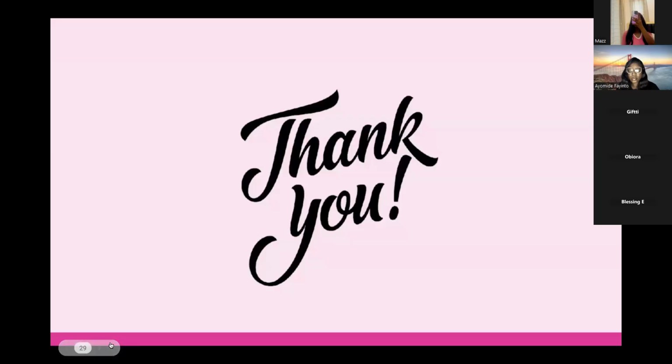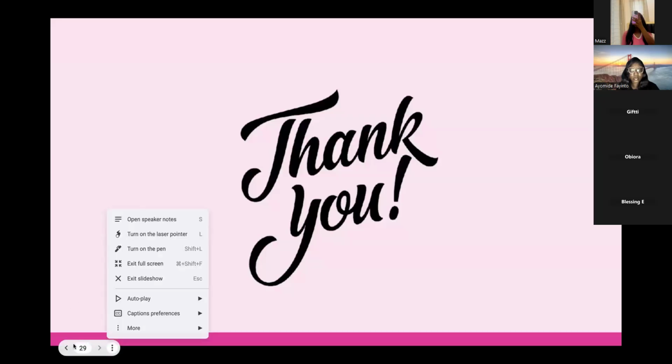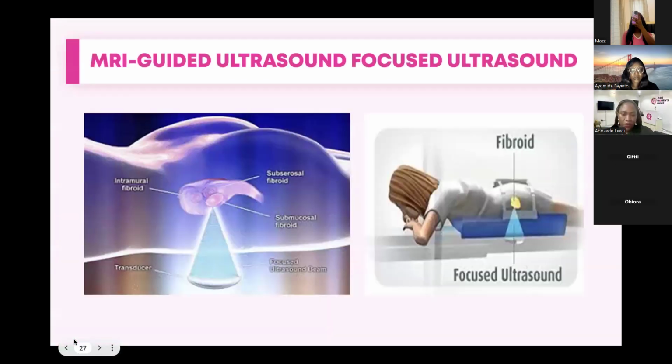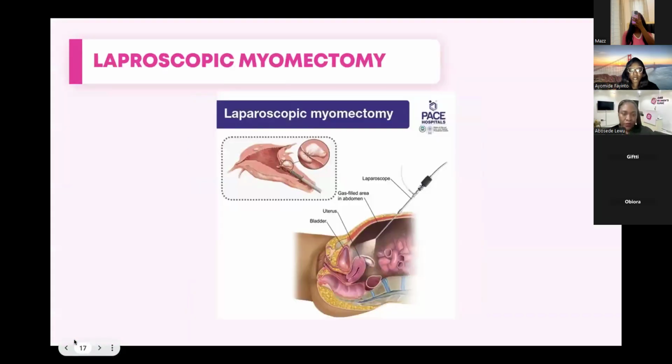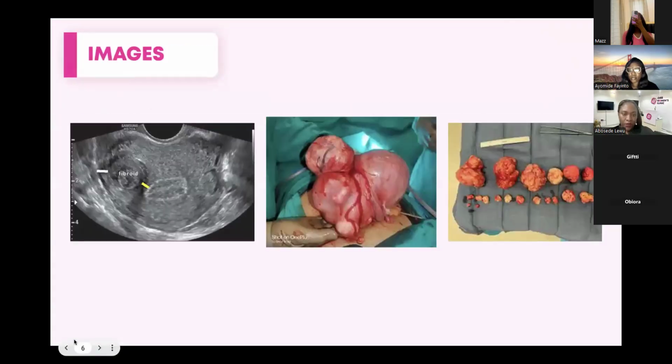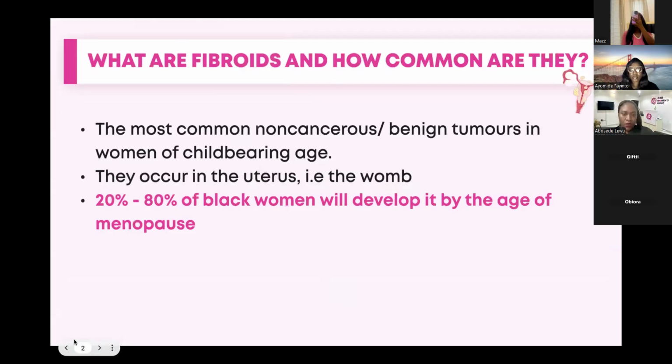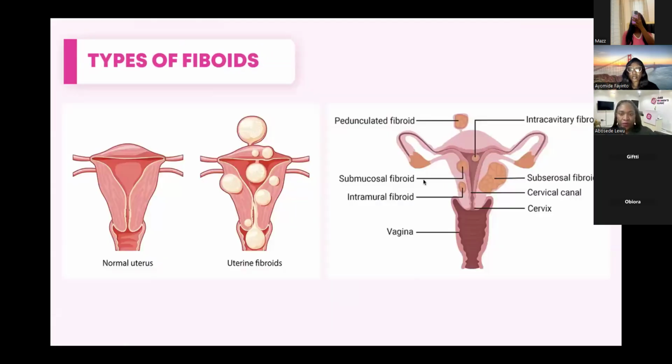Okay, so the next is, how is fibroid different from ovarian cysts? Let me see if I can share my screen again. That will help to know where the locations are. Okay. Can you see my screen? Can you hear me and see my screen, right?